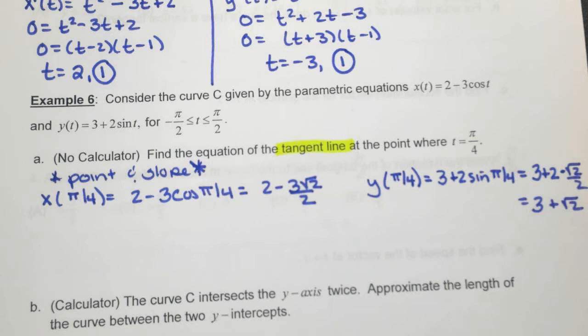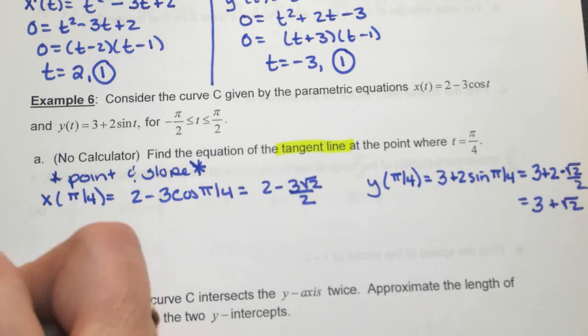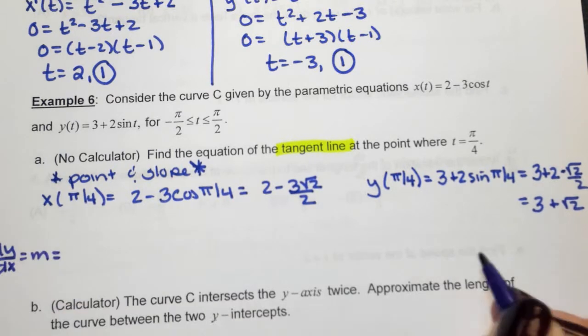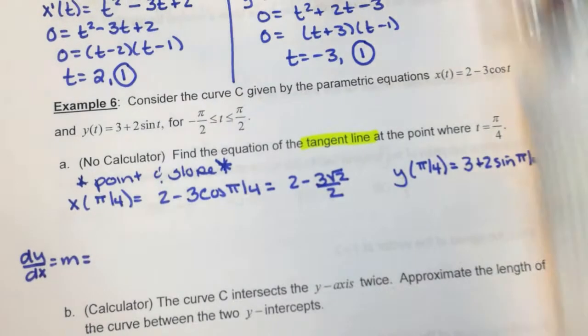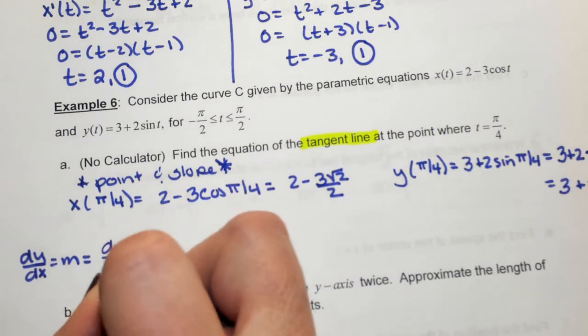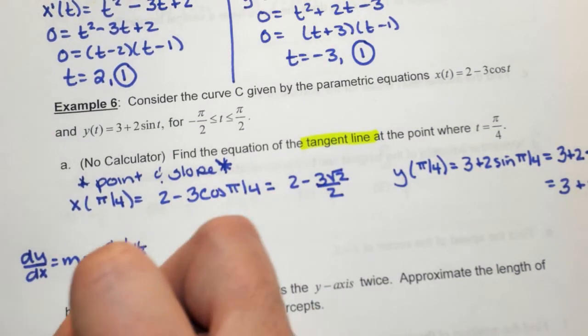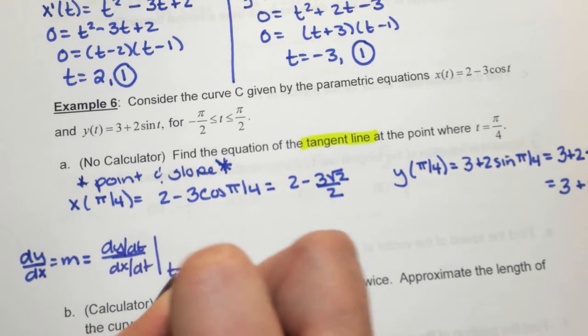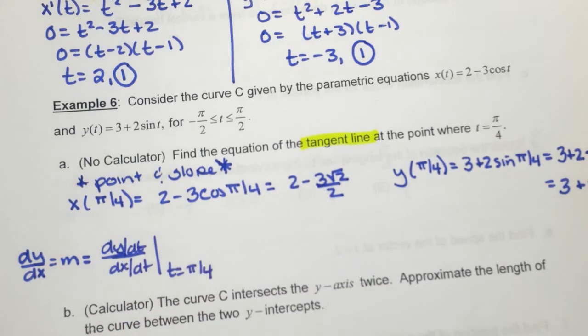Where's the slope going to come from? dy dx. So I have to find my dy dx. Remember, this will give me my slope. And remember, with parametrics, I have to do my dy dt divided by my dx dt. And again, I'm going to evaluate at t is equal to pi over 4. So go ahead and calculate that slope for me.